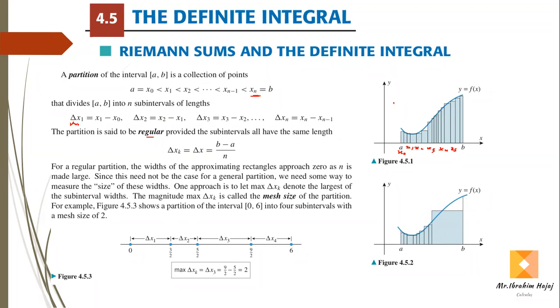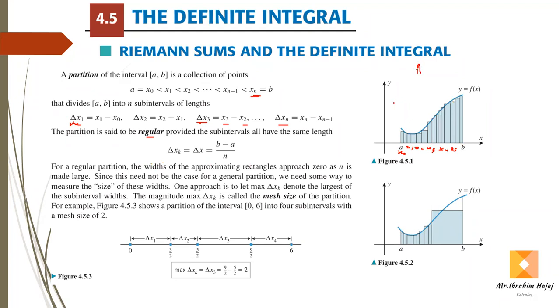Delta x means what? The difference between every x and the previous one. x1 minus x0, which is a. Delta x2, which is the difference between x2 minus x1. Delta x3 is x3 minus x2. Delta xn is xn minus xn minus 1. Okay, and each portion here is constant, is regular. You have to find the area of this rectangle.